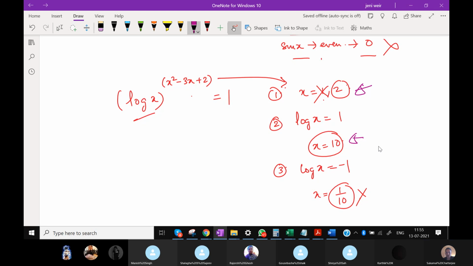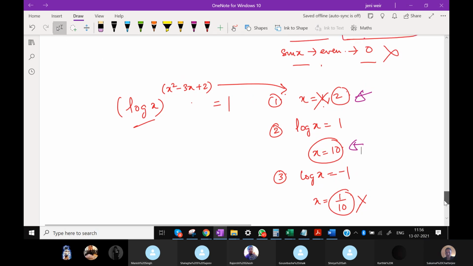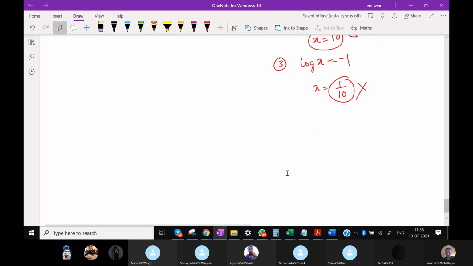Okay. So these are four very, very important variants of function based on which questions are given. Okay. Next.